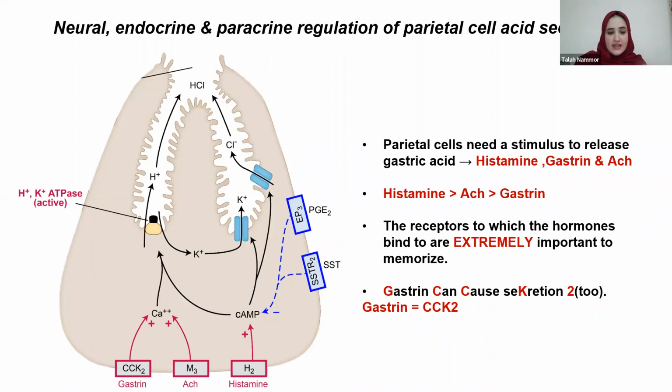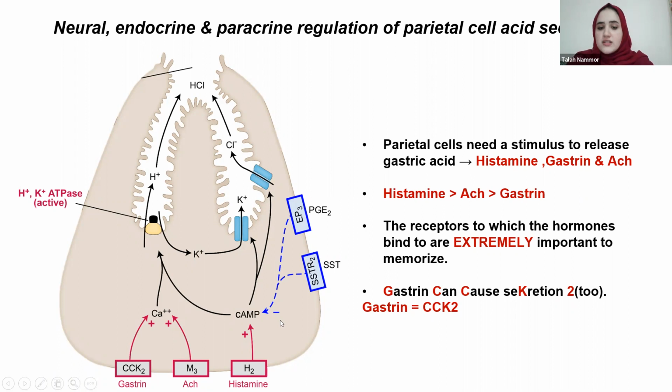Moving on to the last one, gastrin. Gastrin will bind to CCK2. CCK2 is a bit hard to memorize, so I made a mnemonic that is a little silly, but I feel like it does the job. So if you think of it, gastrin can cause secretion too.